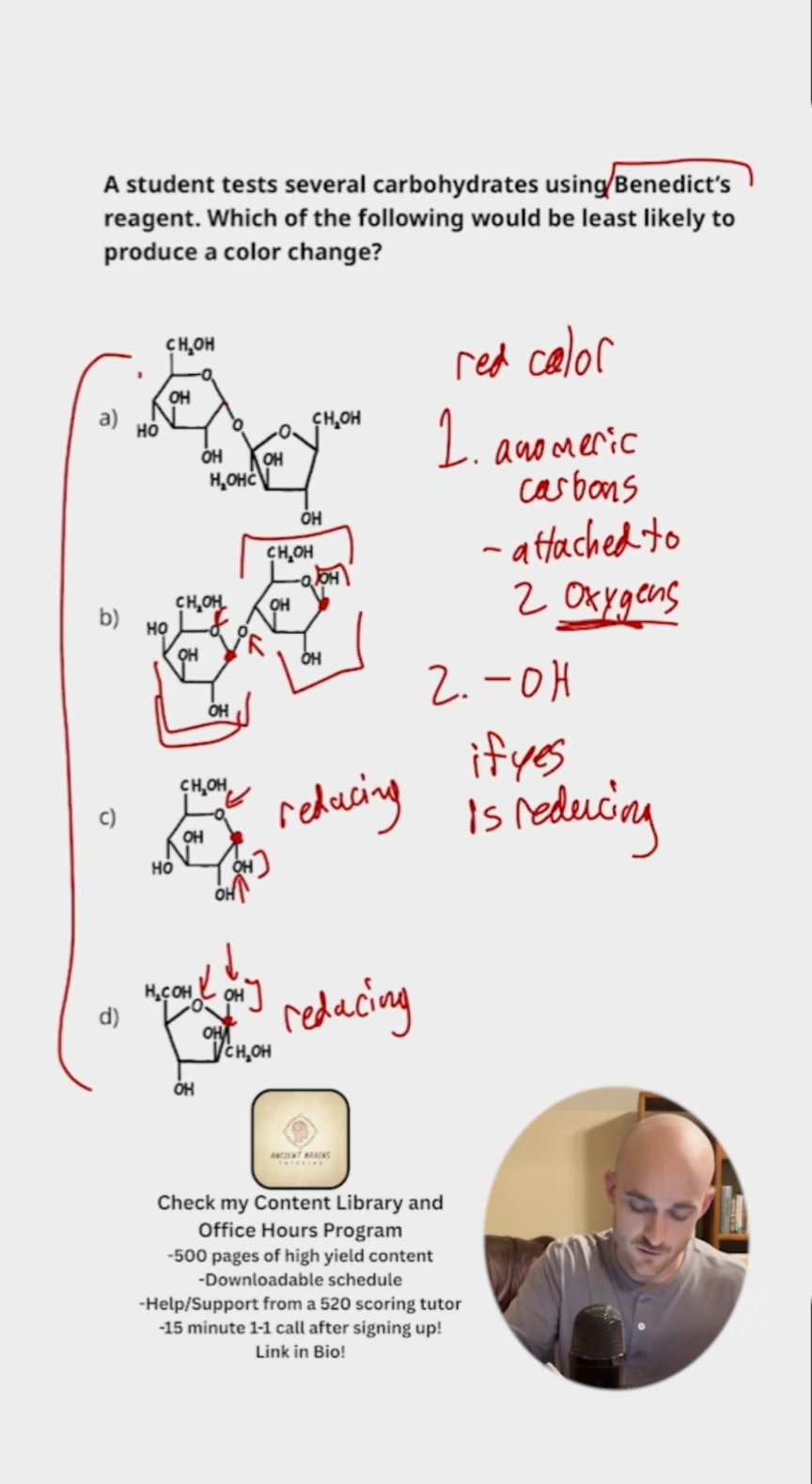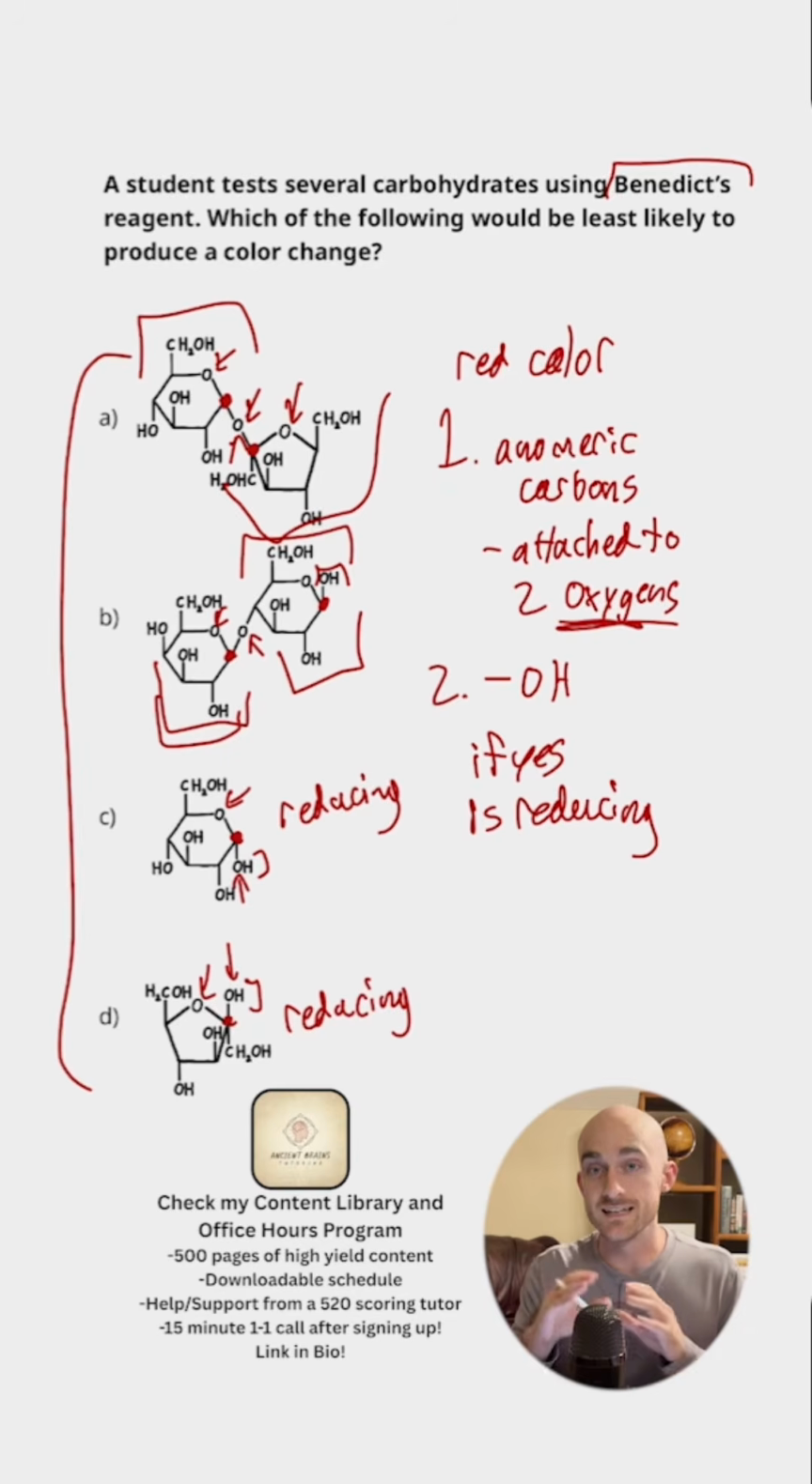Now for option A, the first sugar on the left has its anomeric carbon right here. It's attached to these two oxygens, and neither of those is an OH group, so that one is not reducing. For the second sugar of this disaccharide on the right, its anomeric carbon is right here, and here are those two oxygens that it's attached to. And notice that again, neither one of those is an OH group. So for option A, neither of those sugars is reducing, so overall it's not a reducing sugar, so it will not produce a color change whenever Benedict's reagent is used.